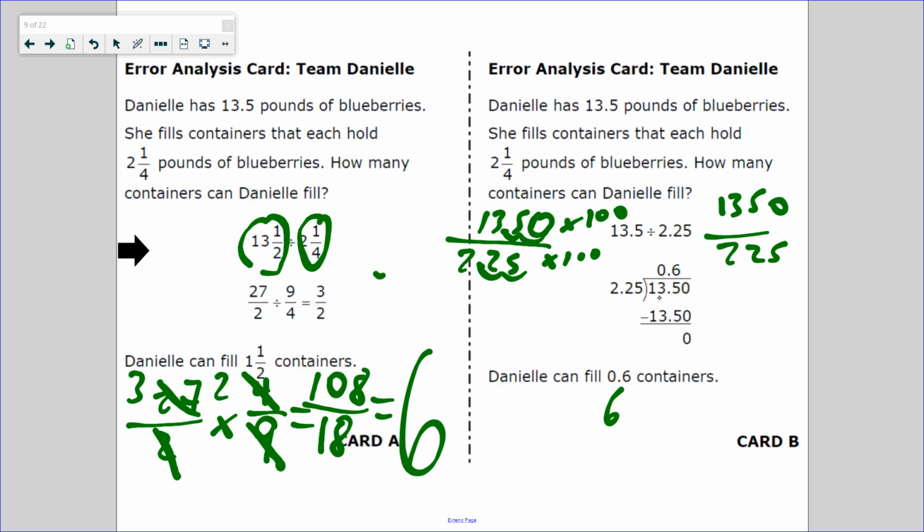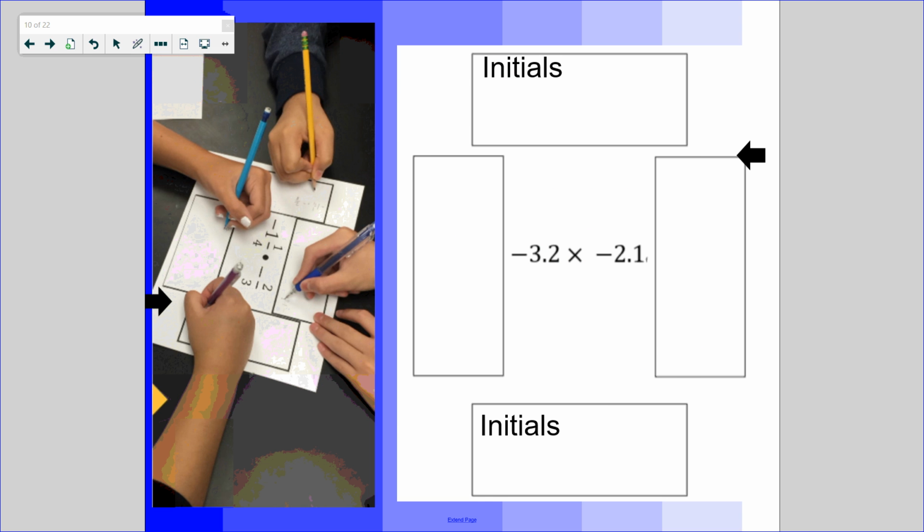Oh, right here. They're dividing by a decimal. They did not move the decimal point. So 1,350 divided by 225 is 6. So they did not annex a 0, and they, oh, actually they did, but they did not turn it into whole numbers. Like times it by 100, and the answer should be 6.